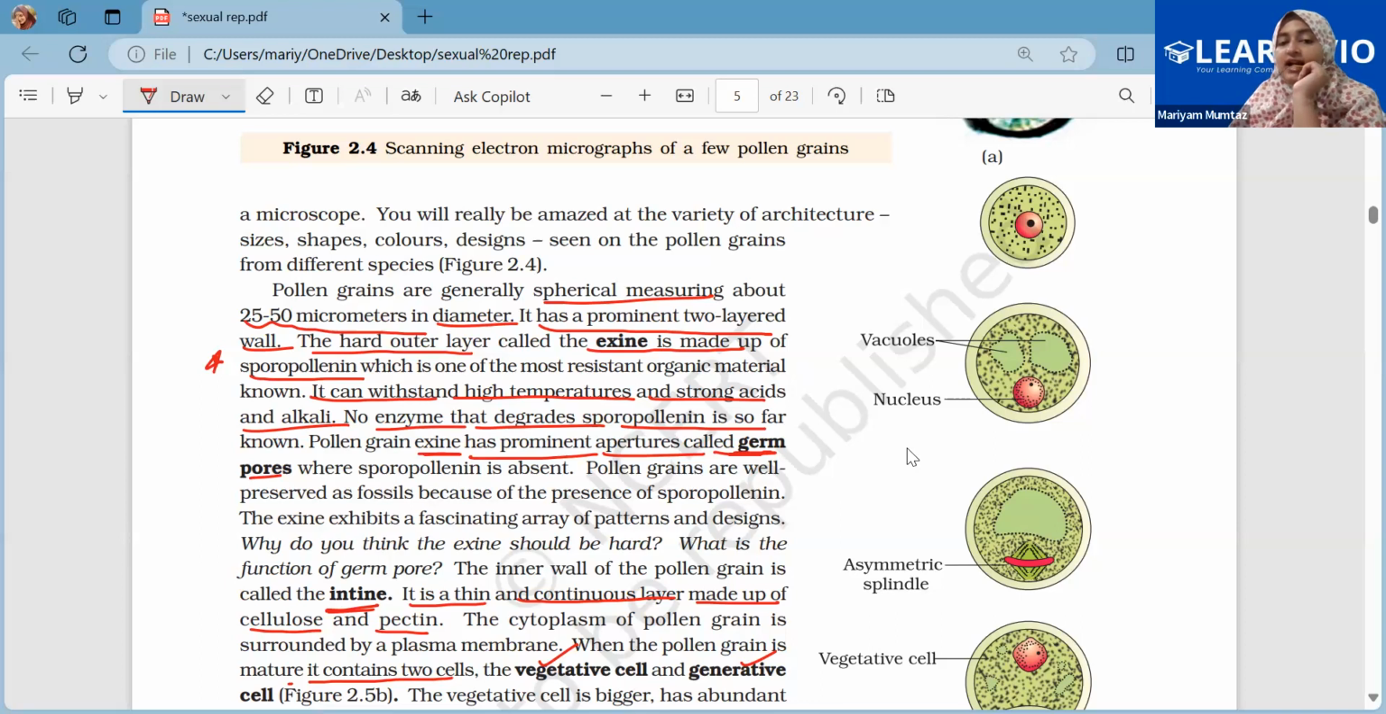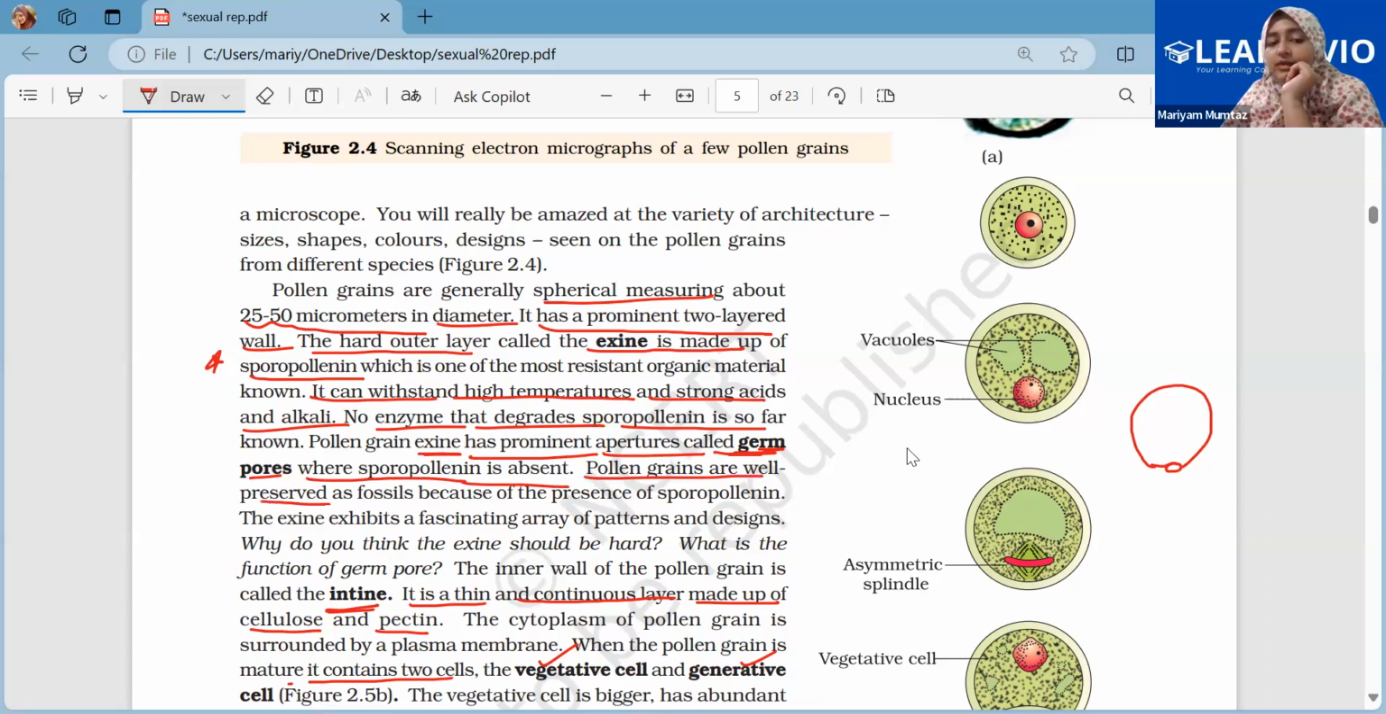Pollen grain exine has a prominent aperture called the germ pore. Now see, if this is the entire layer, there is a part wherein the sporopollenin is not present, and that structure is the germ pore. So here the sporopollenin is absent.